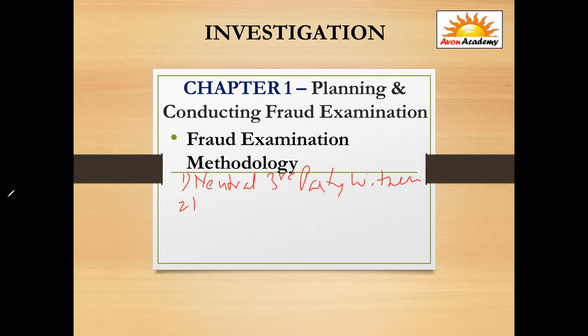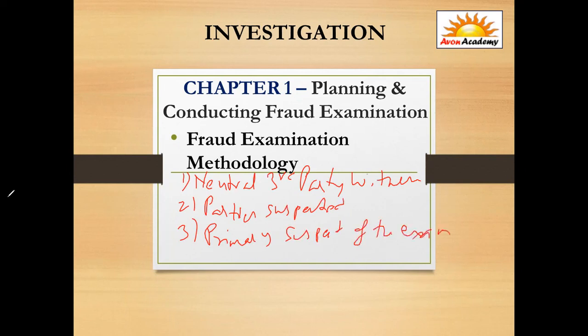Second, the parties suspected of the complicity, starting with the least culpable and moving to the most culpable. And then third, the primary suspect of the examination. When we talk about the primary suspect, we are going to see this thing. And then you have the use of the third party approach. So these are the three ways you are going to conduct the order of the interview.